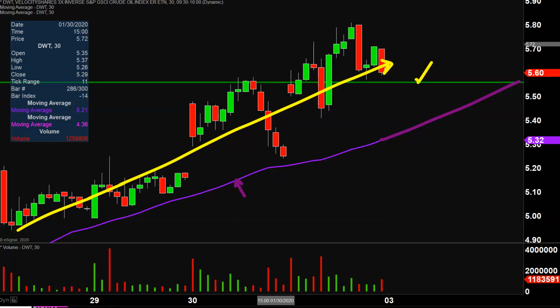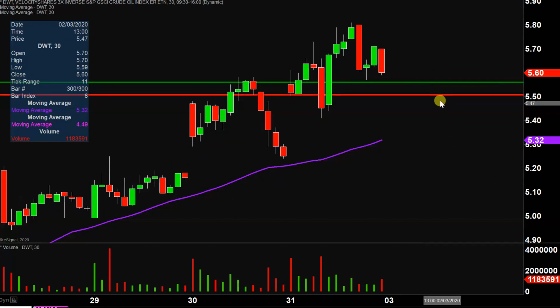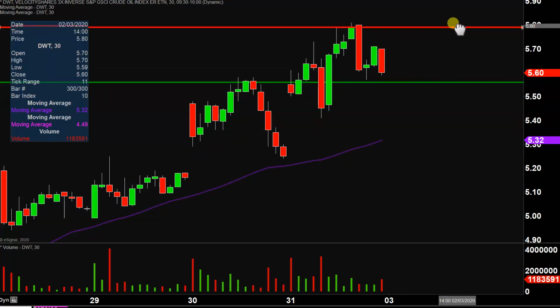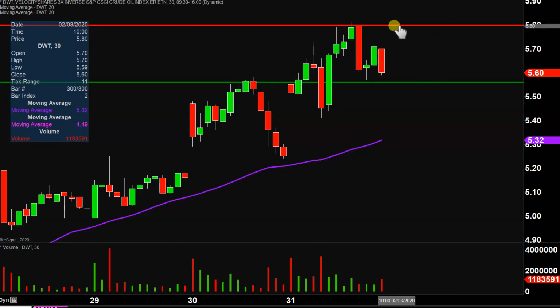What about levels of resistance moving forward? Nothing fancy or complicated here. The party finally stopped today on several occasions right up there at $5.80. So 5.80, public enemy number one, although resistance levels really don't matter. What do I mean by that?